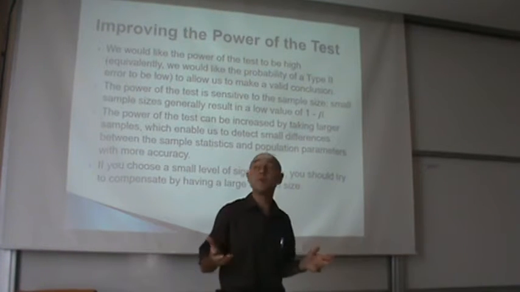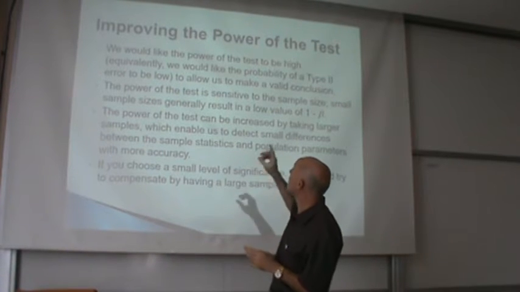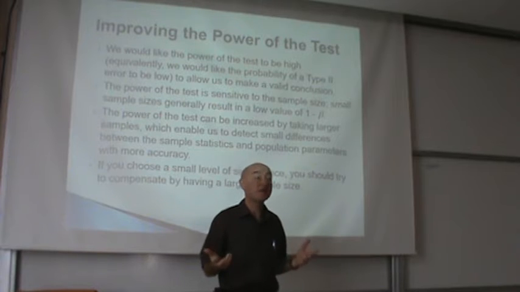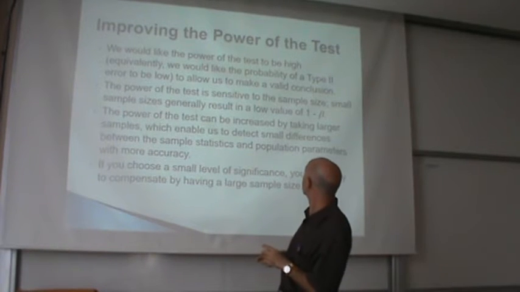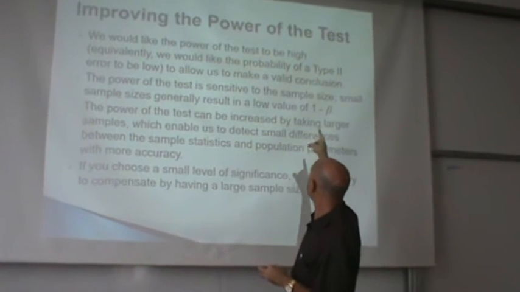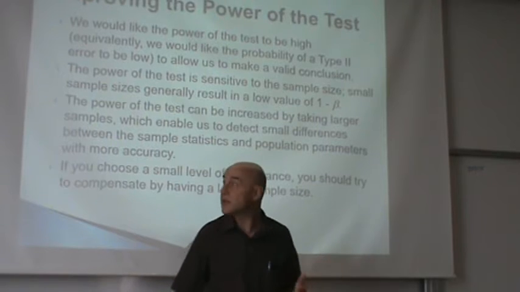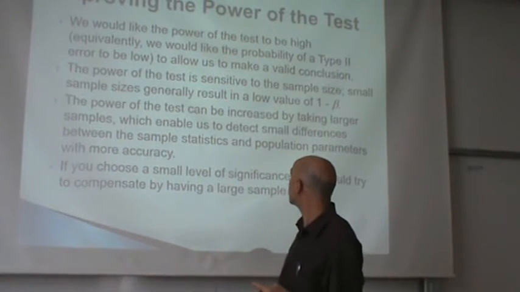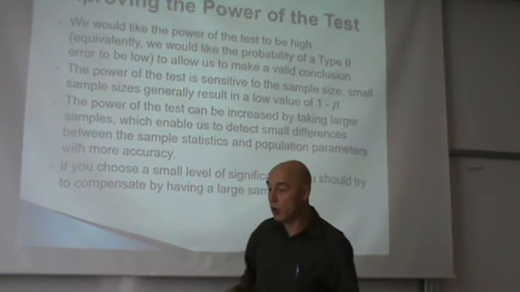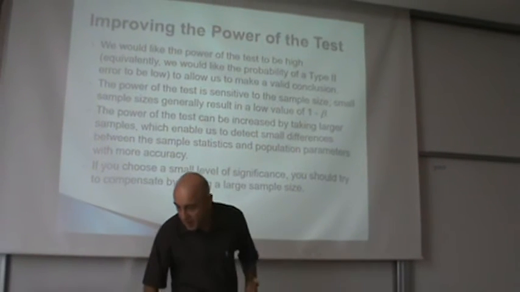All right, how do we improve the power of a test? Okay, we'd like the power of the test to be high enough to allow us to make a valid conclusion. It is very sensitive to sample size. I already explained that. We need to raise the sample size. Okay. Or by relaxing the other type of error.